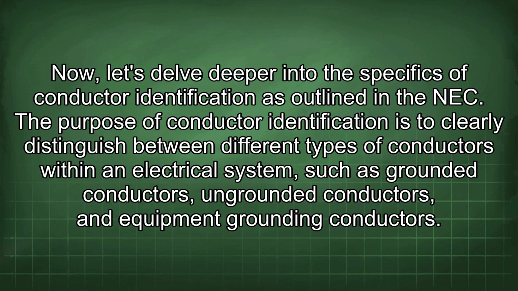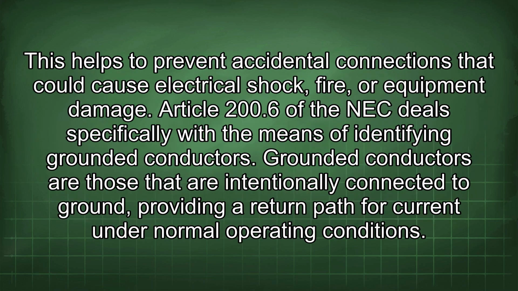Now let's delve deeper into the specifics of conductor identification as outlined in the NEC. The purpose of conductor identification is to clearly distinguish between different types of conductors within an electrical system, such as grounded conductors, ungrounded conductors, and equipment grounding conductors. This helps to prevent accidental connections that could cause electrical shock, fire, or equipment damage.